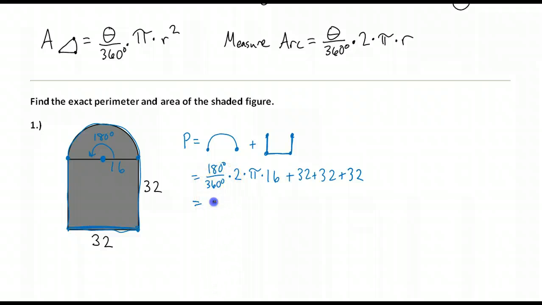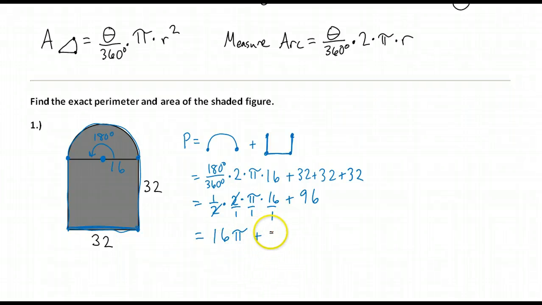180 out of 360 is 1/2 times 2 times pi times 16, plus 32 and 32 is 64, plus another 32 gives me 96. And to do this math, I'm going to put everything over 1. And I have a 2 in my numerator and my denominator. They can cancel. I'm left with 16 pi over 1, and I don't even need to put that, plus 96 units.